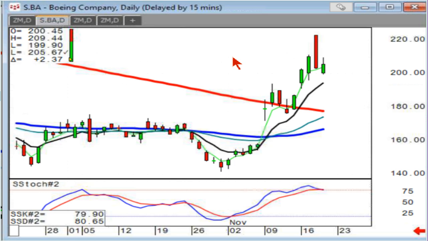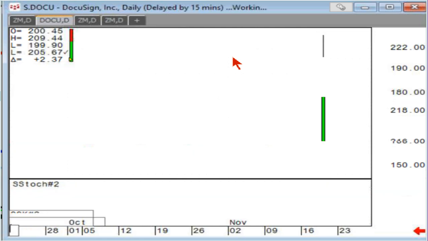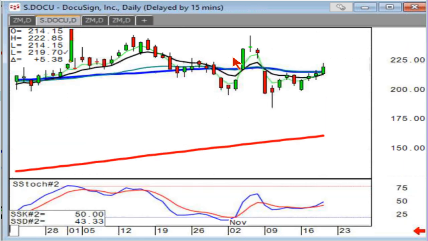Boeing, you've got that dark cloud. If I was long, I'd have a safety stop at today's open. It shouldn't come down through there. If it does, it's confirming the dark cloud.